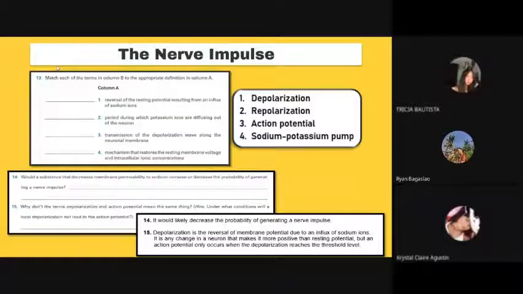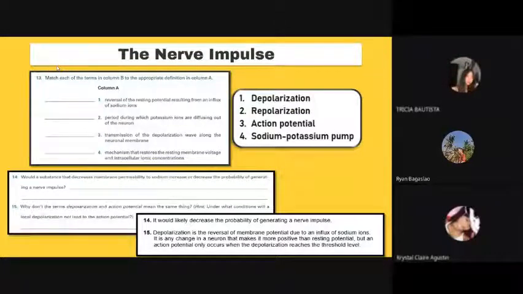For the nerve impulse, number 13. Match each of the terms in column B to the appropriate definition in column A. Number 1, a reversal of the resting potential resulting from an influx of sodium ions, is depolarization.